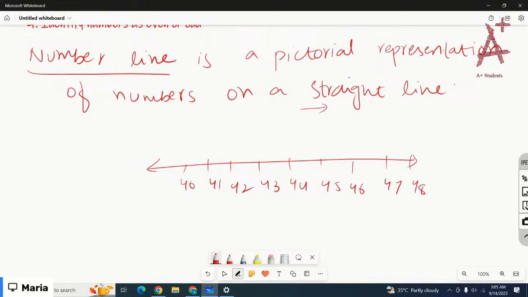Which number comes just before 48, right? You have to see which is the number before 48 on the number line. So go to the number line and find 48. Okay, here is 48 on the number line. Now find which number comes before 48. That means you have to see on the left hand side of 48, right? So the left side of 48 is 47. That means just before 48 you have 47 on the number line.